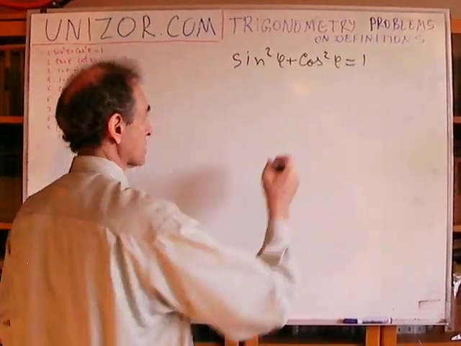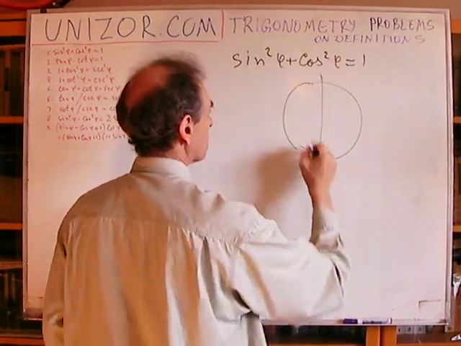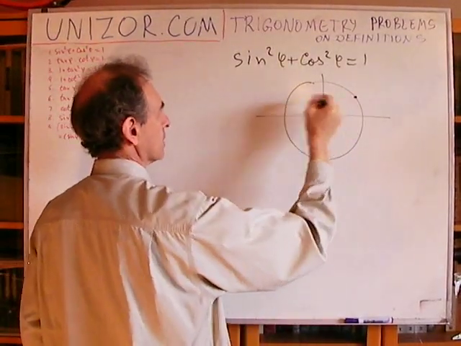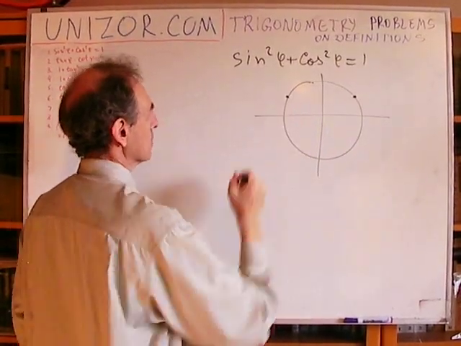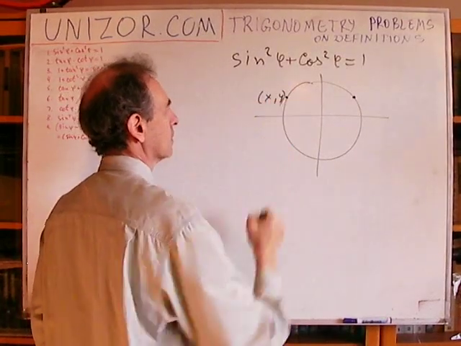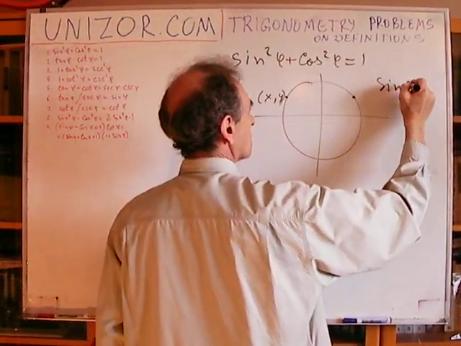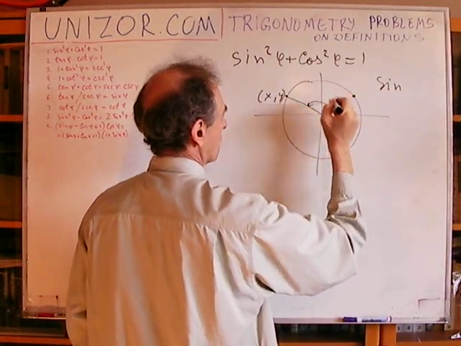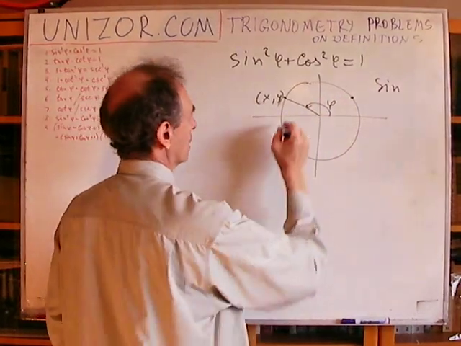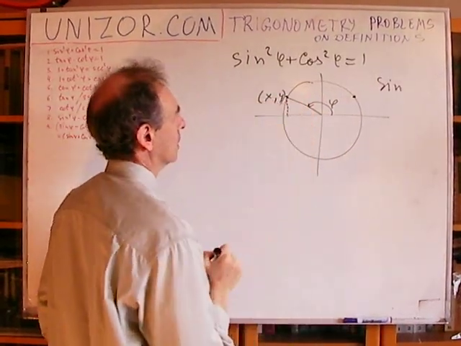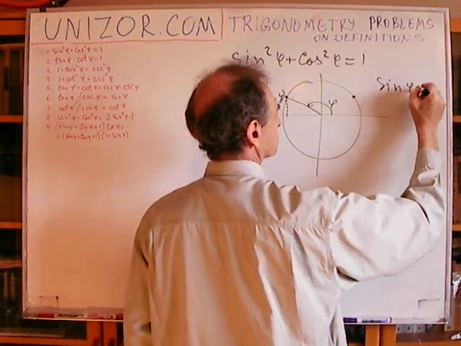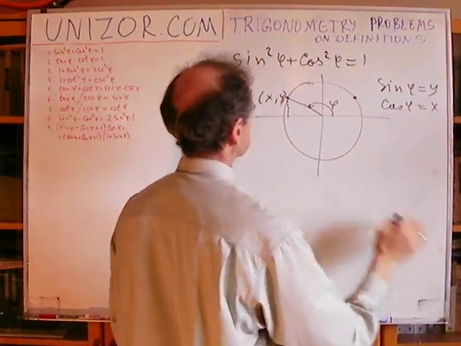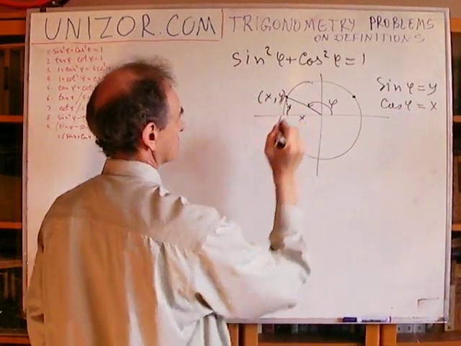Well, let's just consider the definitions. You remember that for any point, let me take the point not in the first quadrant, but something like here. It has coordinates x and y. So by definition, sine of this angle phi is its ordinate, and cosine its abscissa. This is y, and this is x.